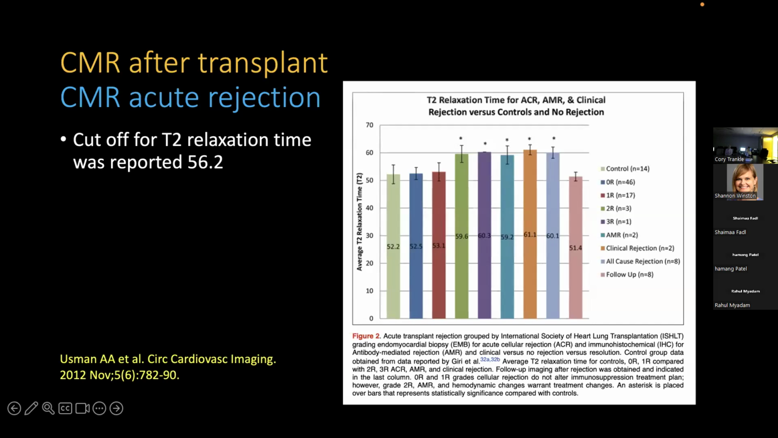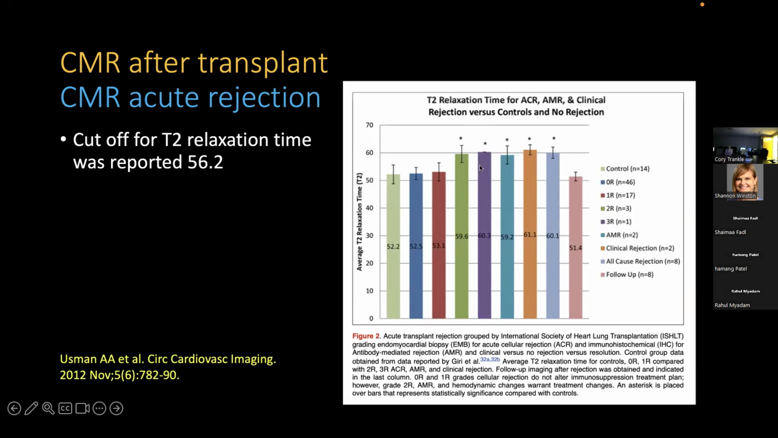So the range that the studies usually use is between 55 to 59 on 1.5 Tesla. And let me move that box here, maybe. In this study, they put a cutoff for T2 as 56.2, and they looked at all the rejections here, the light blue color. The clinical rejection is the orange color, and the AMR, the type of rejection, and this is the 2R and 3R grades of the acute cellular rejections.